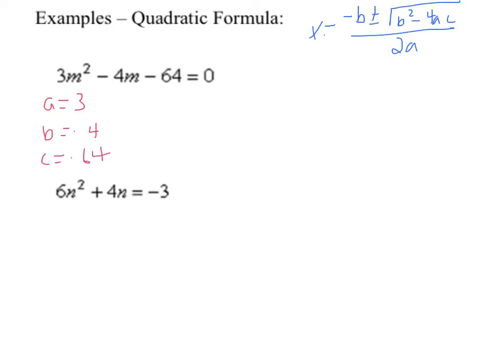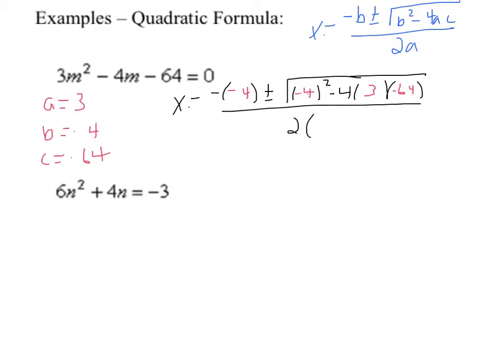We plug that into the equation and we get x equals opposite of b. I'm going to plug it in as is so we can see the work here. B squared, that's a 4, minus 4 times a times c. A is 3, C is negative 64, all over 2 times a.